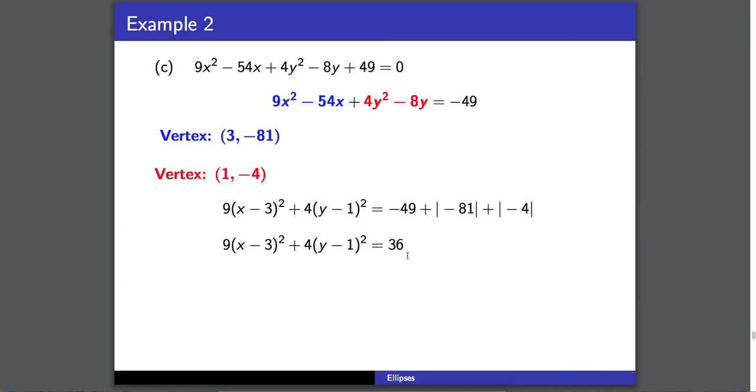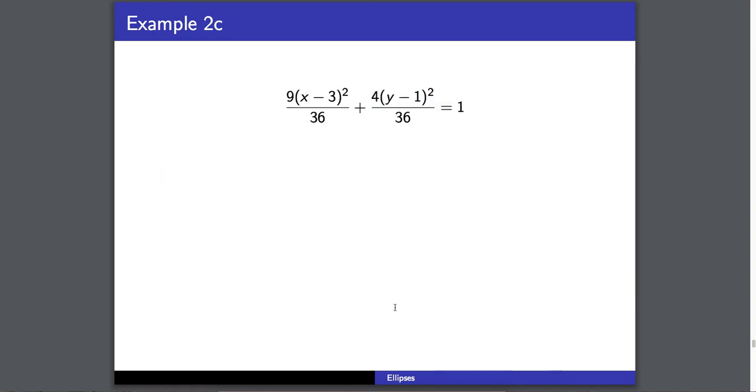And we want to get this thing equal to 1, so we're going to divide both sides by 36. And when we do that, we have 9 times (x minus 3) squared over 36, plus 4 times (y minus 1) squared over 36 equals 1. And we can simplify the 9 over 36 and the 4 over 36 to get our standard form as (x minus 3) squared over 4 plus (y minus 1) squared over 9 equals 1.